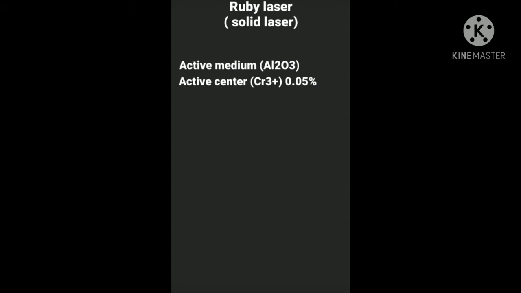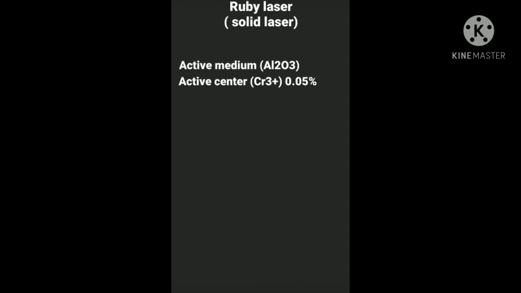Ruby laser is composed of aluminium oxide, which acts as an active medium. Active centers are a term that I've already explained. The active center is responsible for the production of laser, or an intense beam of laser, or we can say the lasing action in laser. Here in ruby laser, chromium 3 positive ions are the active centers, and the composition of chromium 3 positive ion required for laser action in ruby laser to take place is 0.05%. This is an important term, you have to remember these facts.